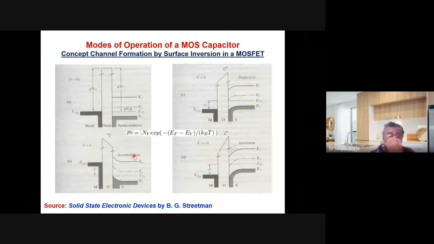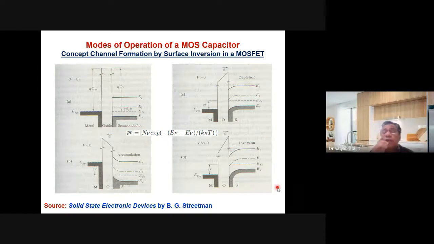Now, what will happen? Because of the accumulation of the holes here, the valence band will be moved closer towards the Fermi level position. So band bending will be taking place. Now, if the potential is greater than zero, then the opposite phenomenon will take place. So band bending is taking place here.